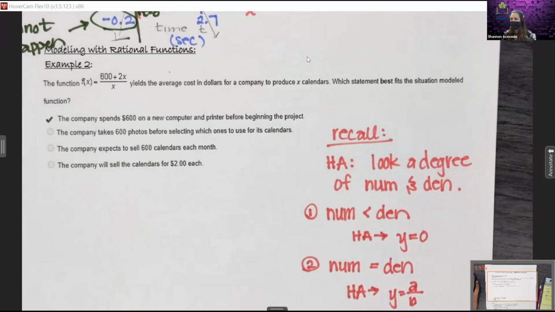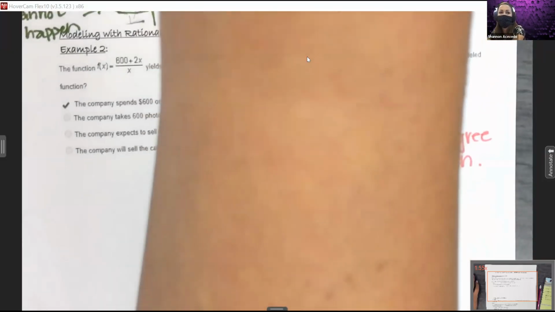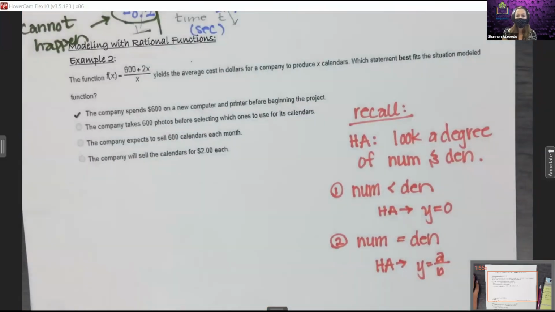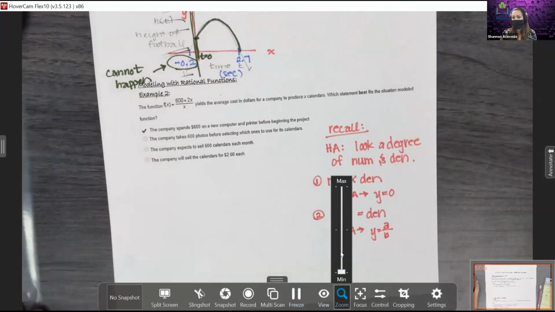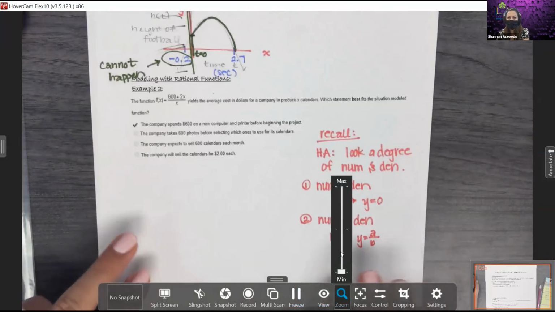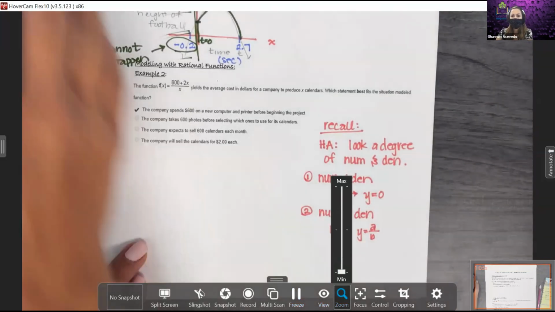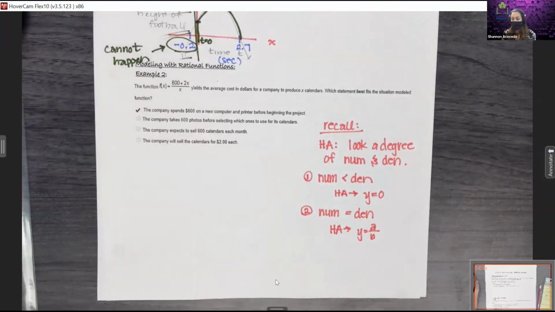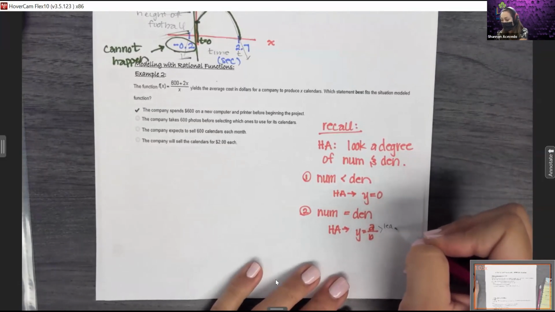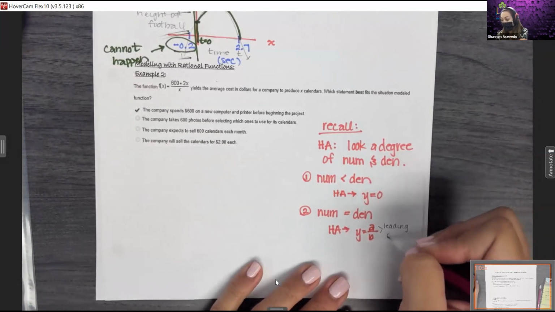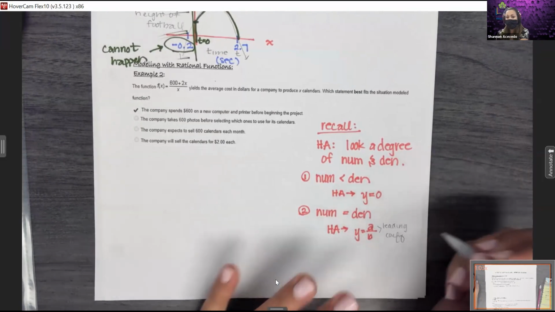This part's kind of tricky for some of you. What does that mean, that a over b? Let me zoom out on this just a smidge because I'm going to run out of space here. When I talk about a over b, these are going to be the leading coefficients. And I'll talk more about this in a second.